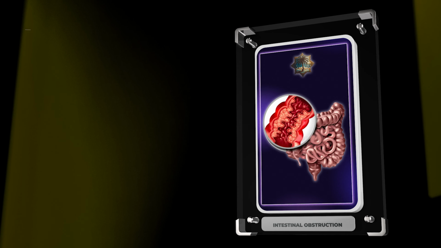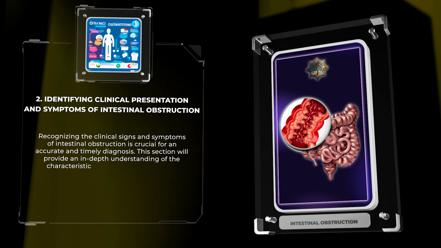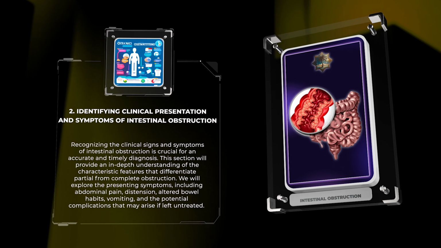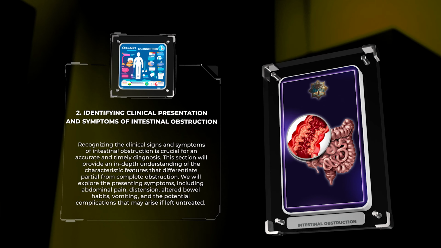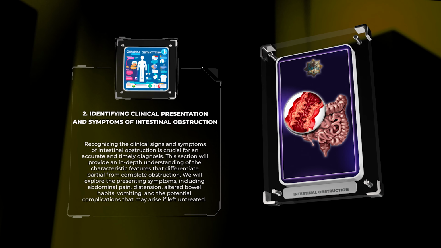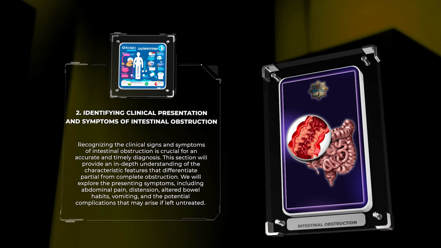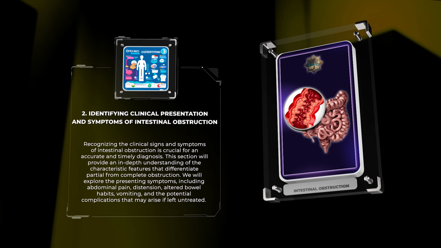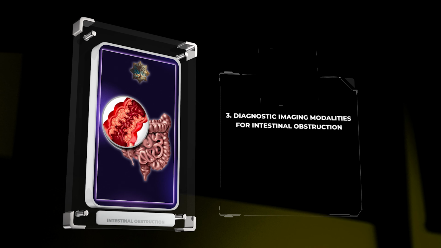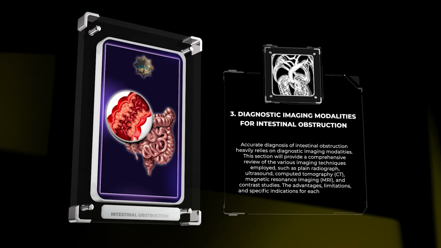Recognizing the clinical signs and symptoms of intestinal obstruction is crucial for an accurate and timely diagnosis. This section will provide an in-depth understanding of the characteristic features that differentiate partial from complete obstruction. We will explore the presenting symptoms, including abdominal pain, distension, altered bowel habits, vomiting, and the potential complications that may arise if left untreated.